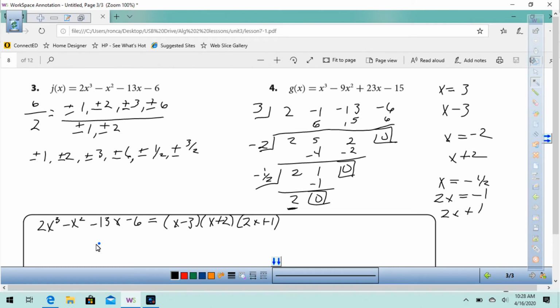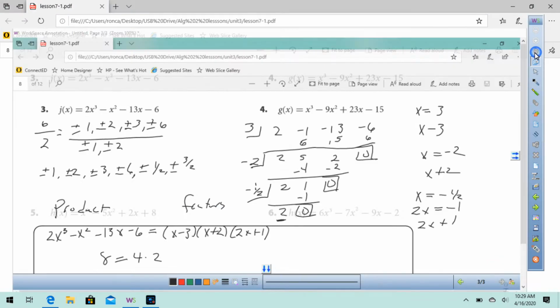This is just like 8 equals 4 times 2. It's the exact same thing, it's just got some letters. All right, this is the product, these are the factors. Product, factors. All right, so let's try number 4.